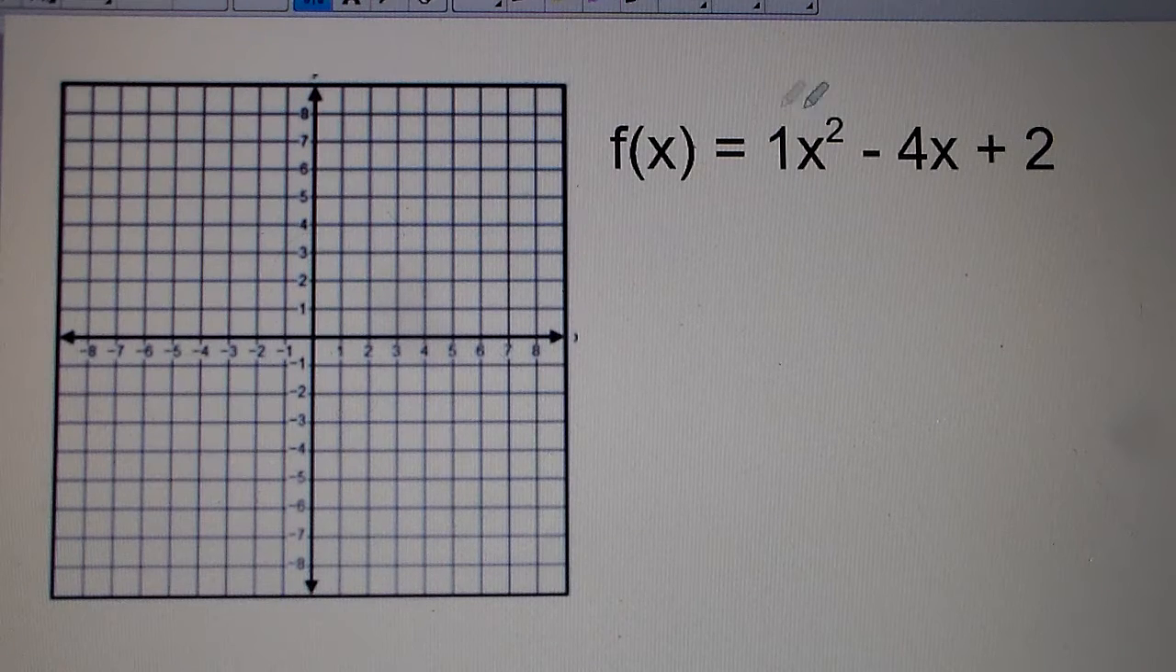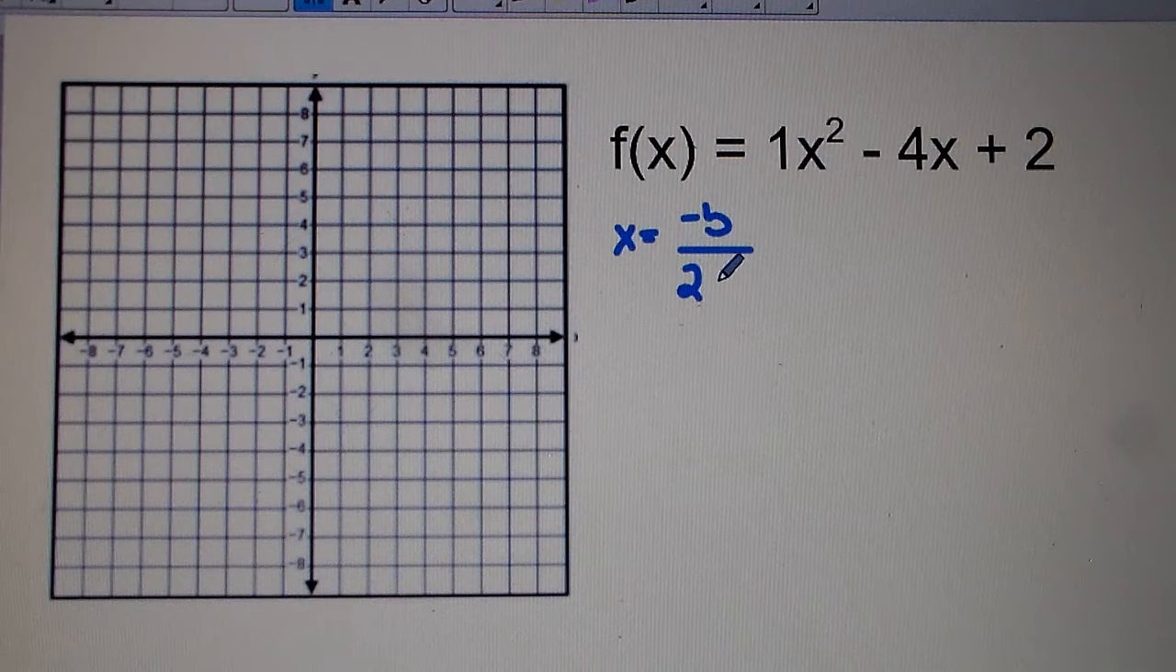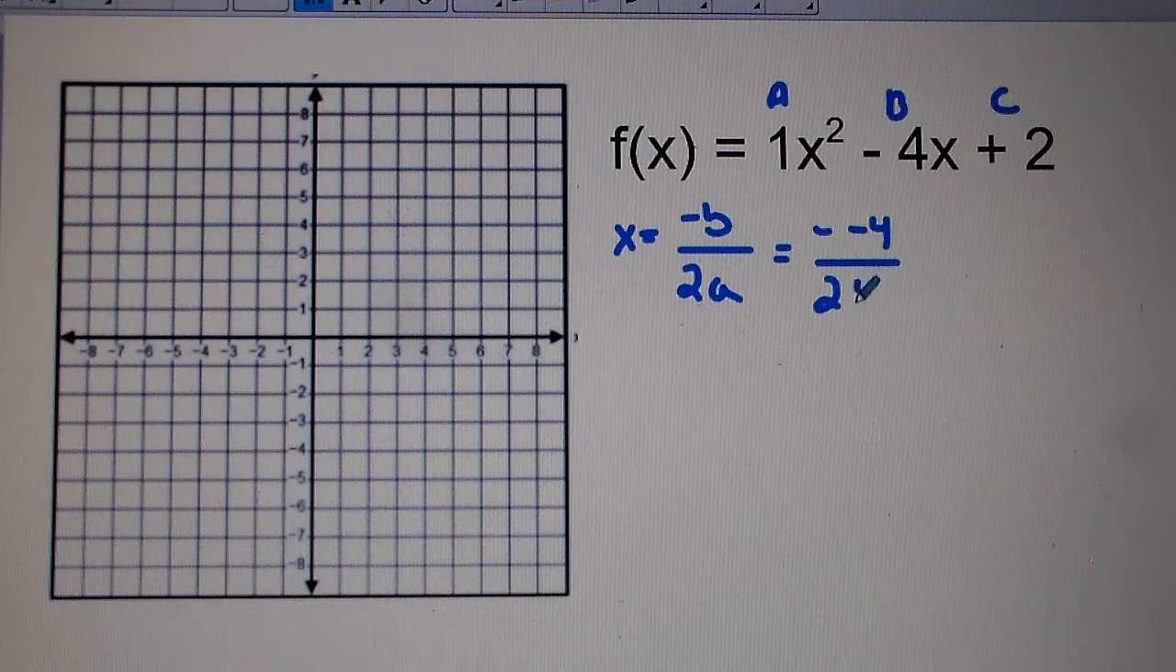So our goal here is we want to graph this function f of x equals 1x squared minus 4x plus 2. I'm going to first teach you the long way. This is what we're putting practice in here for. So we know to find our x value in our vertex, we do minus b over 2a. So minus a negative 4 over, because we know this is our a, our b, and our c, over 2 times my a value, which is 1.